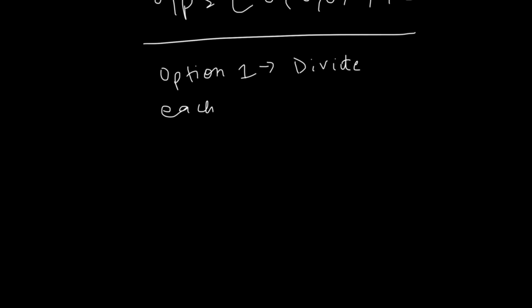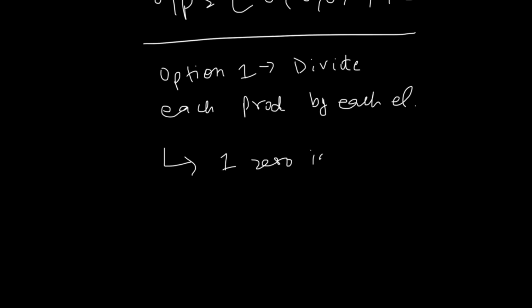Actually, we divide the product by each element. And for that, we need to handle two special cases. One is when we have 1 zero in the input, and the second one is when we have more than 1 zero in the input, because this is an edge case that will change our output array.